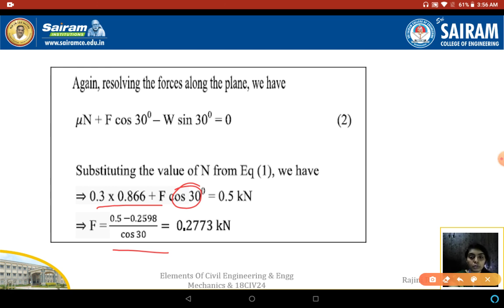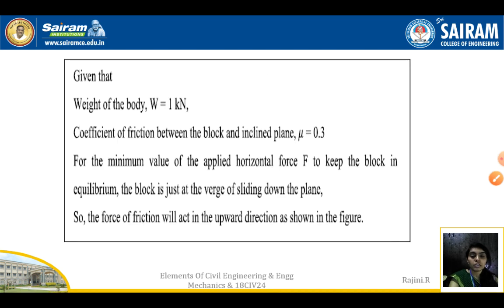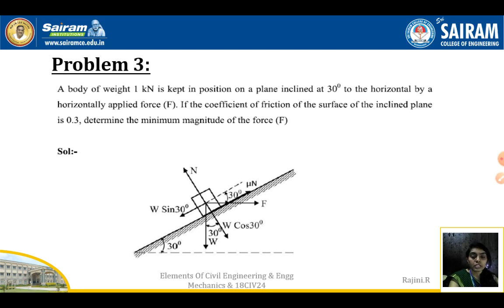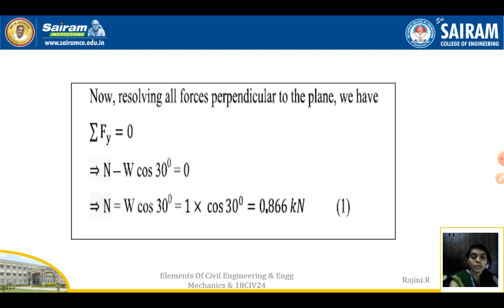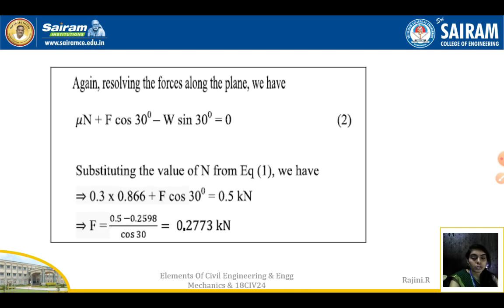The very important thing is that we need to mark the free body diagram perfectly: all the forces, how the friction is developing according to the original force, and how the reaction is developing according to the weight. After marking this, it will be easy to solve the problem. Only two steps we have: summation of Fy is equal to 0 and summation of Fx is equal to 0. Thank you.